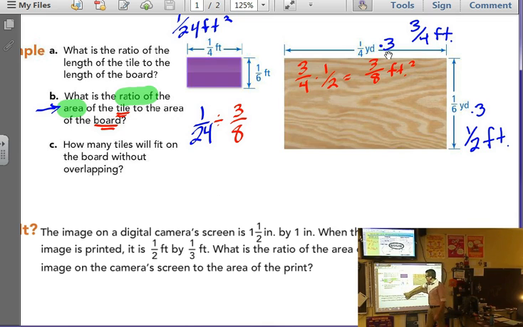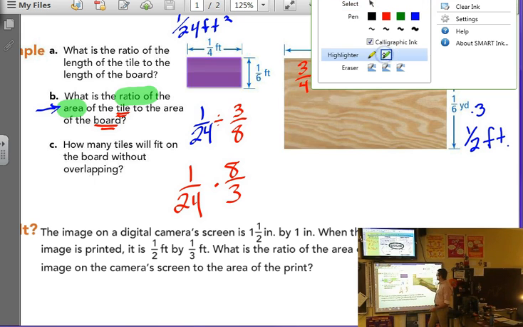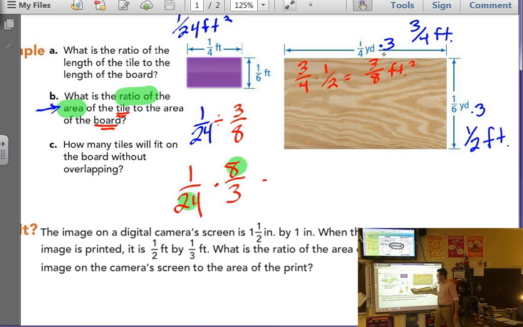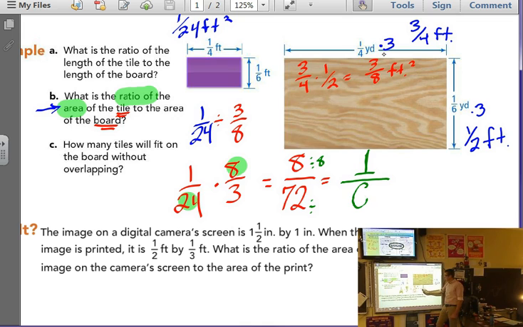So we do 1/24 times 8/3. We can cross-reduce here if you want. So those could both divide by 8 and make my life easier. But if we don't cross-reduce, I multiply straight through and I get 8/72. And here's the thing. I could have divided by 8 here, or I divide by 8 here. Either way, I get 1.